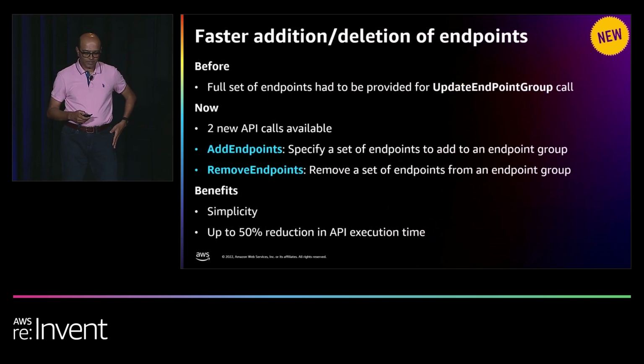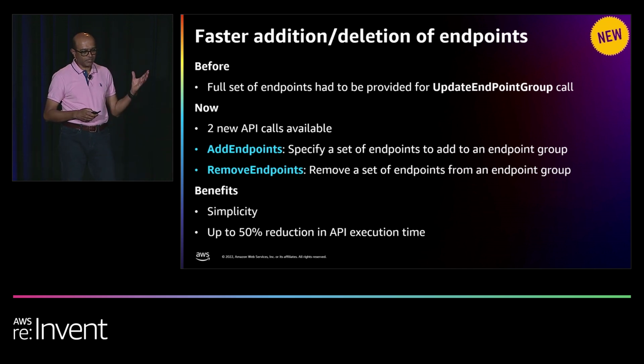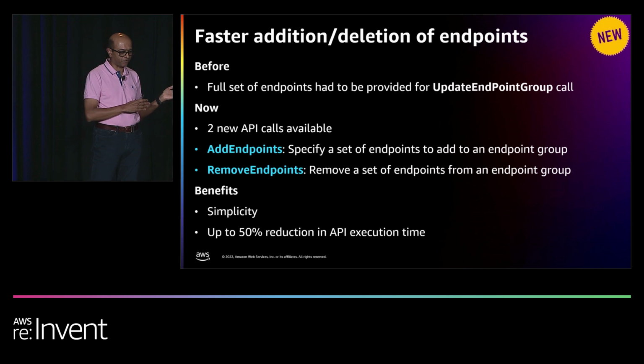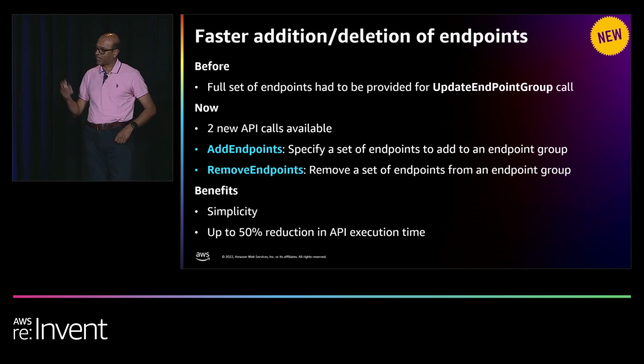The other capability that we added was to add and delete endpoints with 2 new API calls called add endpoints and remove endpoints. So basically, you can specify a set of endpoints now to add to an endpoint group or to delete from an endpoint group, as opposed to the previous method where you had to provide the full list of endpoints. Up to 10 endpoints can be specified in either of these calls. An interesting tidbit is that our engineers also found a reduction in API execution time of over 50% with these 2 new API calls. So I hope you can take advantage of these.